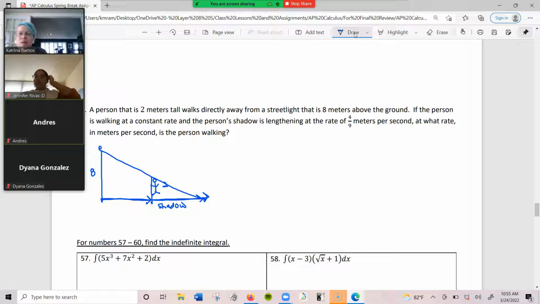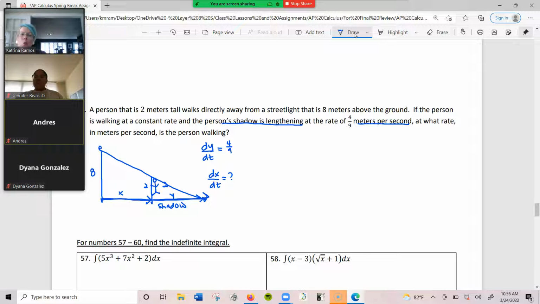Okay, so this we know is 2, this is 8, and then we also know the shadow is lengthening. So I'm going to label these two sides here. This is the distance the person has walked, so I'll call that x, and then this is the shadow, so I'll call that y. So what we're given is dy/dt. Remember, this is our actual rate, which is 4/9 meters per second. Just going to underline my units there. So what we're looking for is dx/dt. Is that okay?